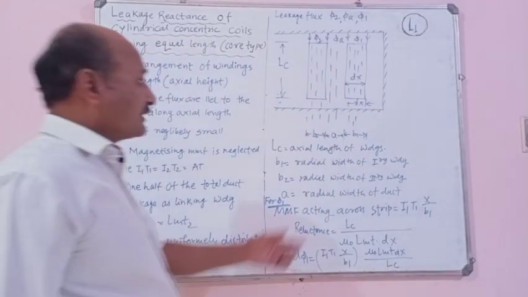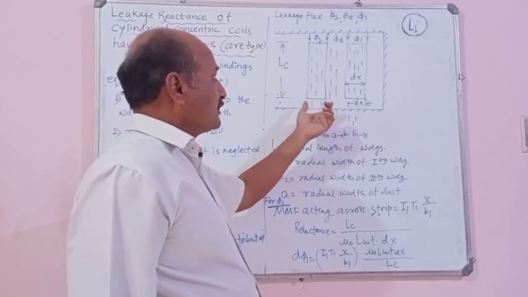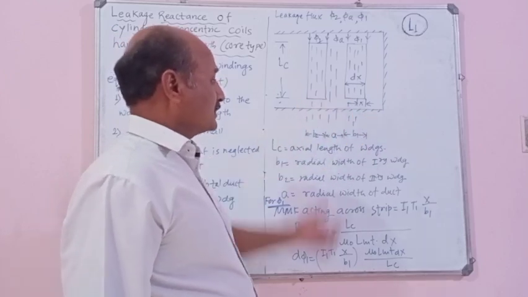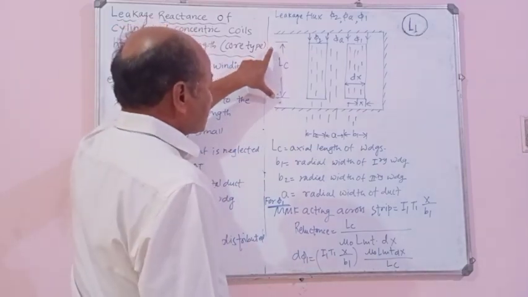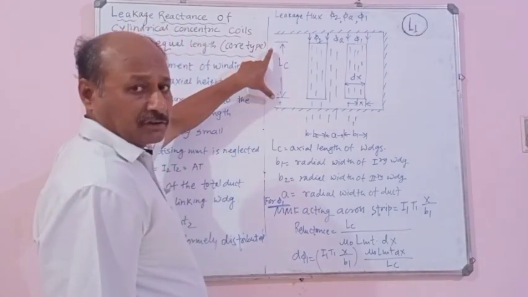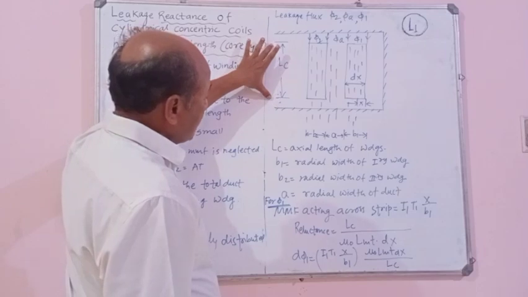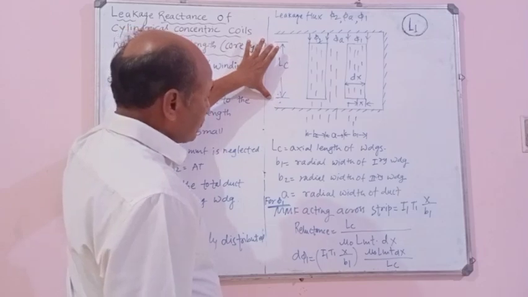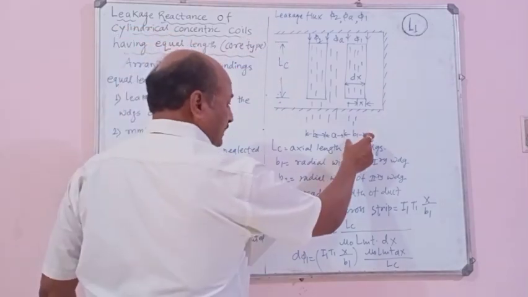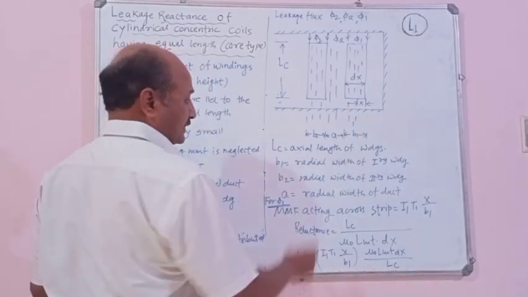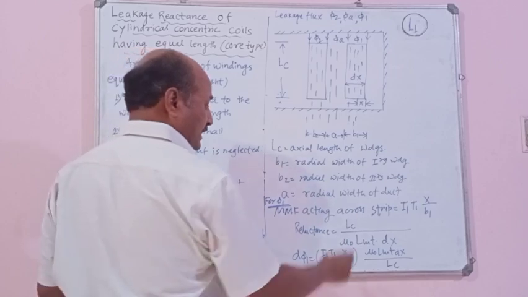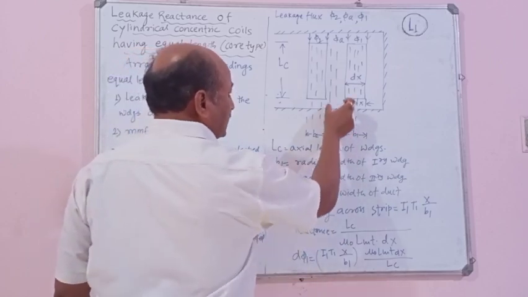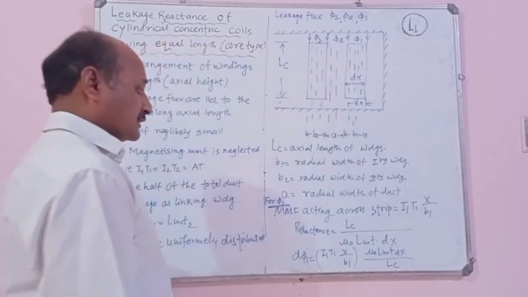So leakage flux phi 1 for the primary, phi 2 for the secondary, phi A for the duct. Then LC is nothing but the axial length of the winding. Then B1 is nothing but the radial width of the primary winding. B2 is nothing but the radial width of the secondary winding. And A is nothing but the radial width of the duct.